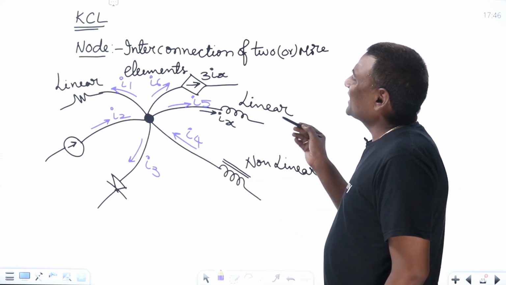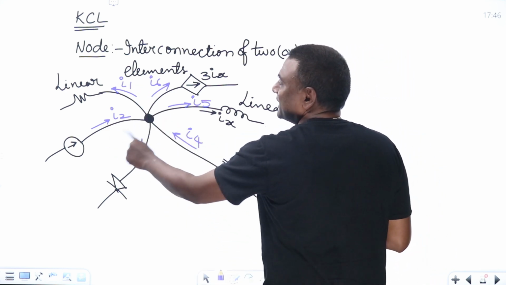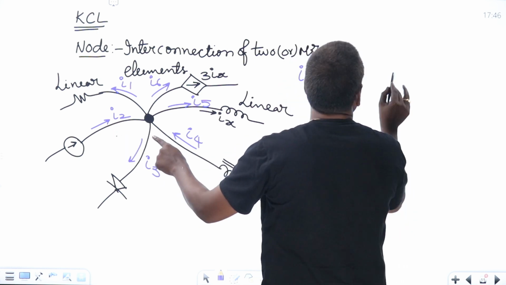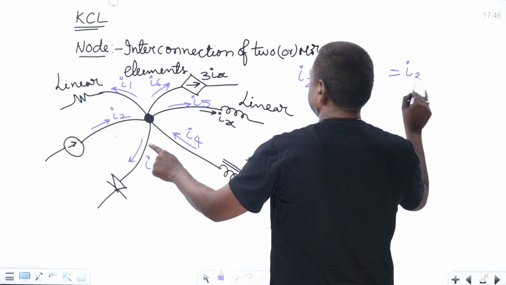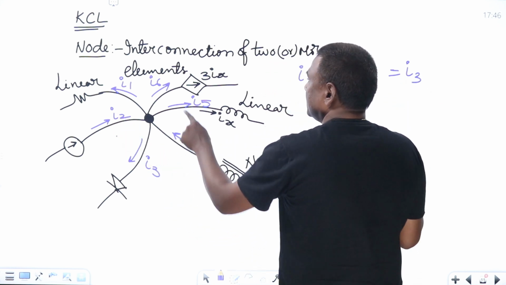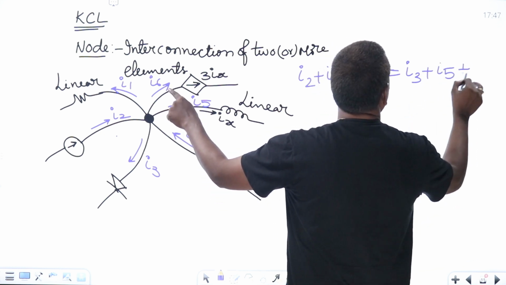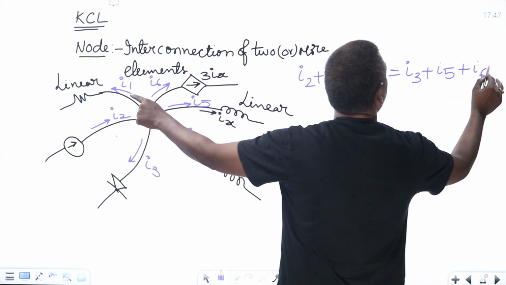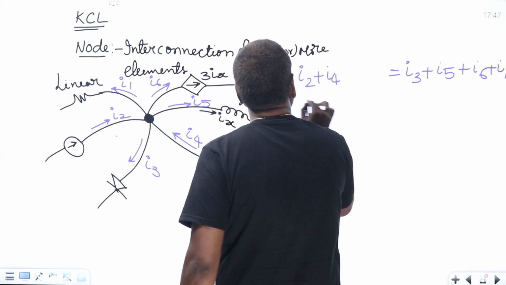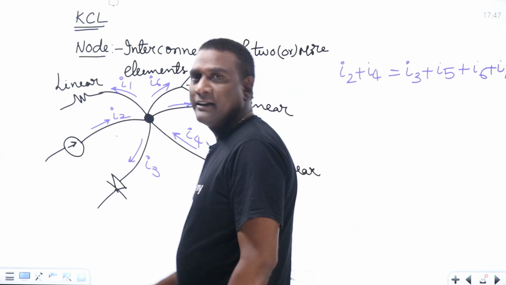Now, let me think of currents entering equal to currents leaving. Okay, so currents leaving, maybe let me start with currents entering. Okay, so currents entering I2, current leaving I3. I2, I3, I4, current entering, current leaving, I1. Okay, so this is going to be the KCL equation. Currents entering equal to currents leaving.